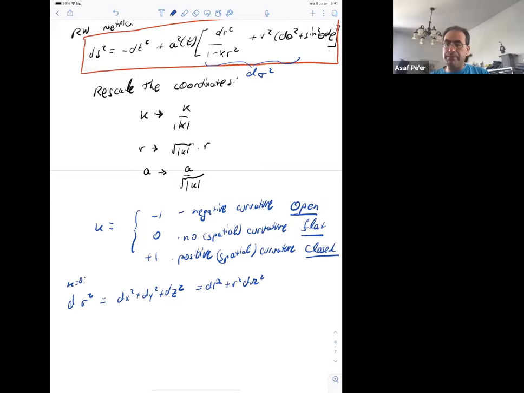So this is just Euclidean space. In that case, the universe is simply Euclidean. Now it may still change in time. It's kind of interesting, but it's still Euclidean.